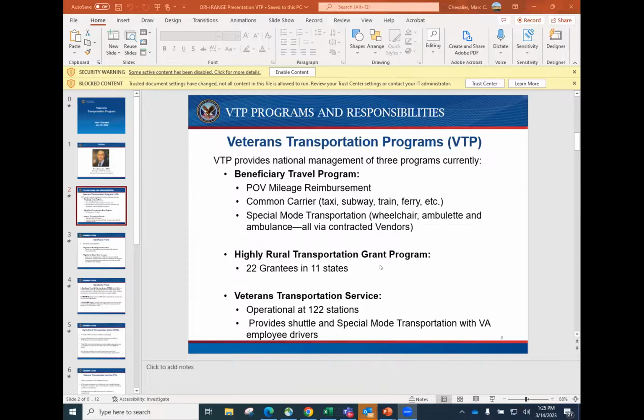And the grants can only be given to veteran service organizations like American Legion or DAV or VFW, and our state transportation agencies. And if given to a state transportation agency, that organization can subcontract with another provider to provide transports.